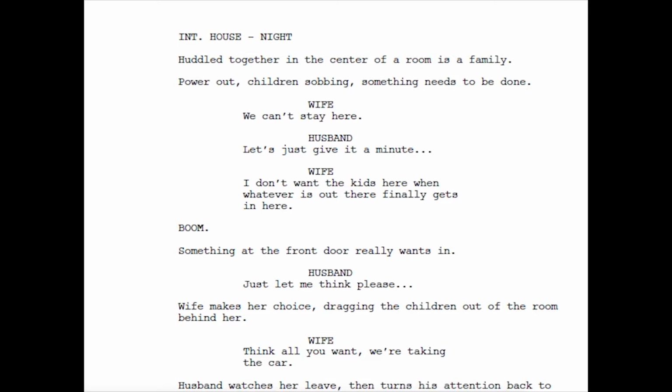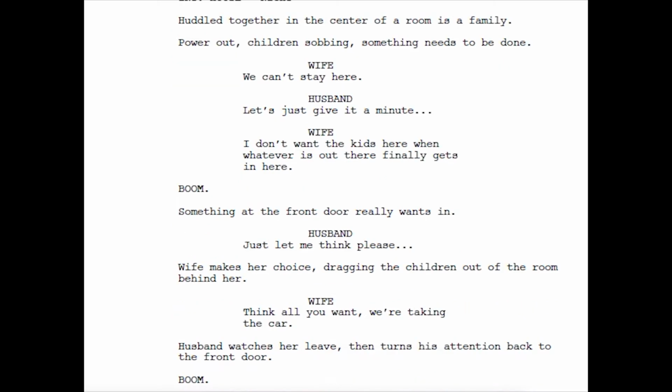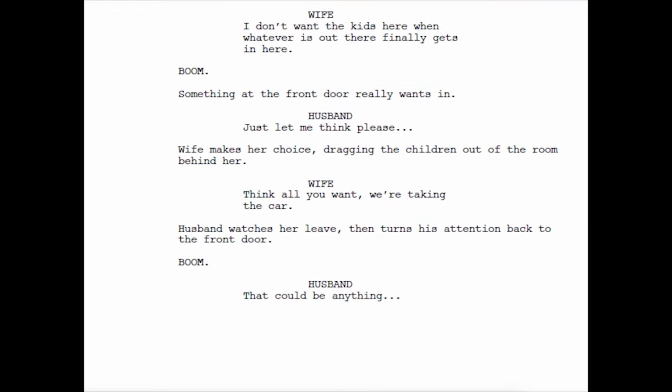Interior, house, night. Huddled together in the center of a room as a family. Power out, children sobbing, something needs to be done. We can't stay here. Let's just give it a minute. I don't want the kids here when whatever is out there finally gets in here. Boom, boom, boom. Something at the front door really wants in. Just let me think, please. Wife makes her choice, dragging the children out of the room behind her. Think all you want, we're taking the car. Husband watches her leave, then turns his attention back to the front door. Boom, boom, boom. That could be anything.